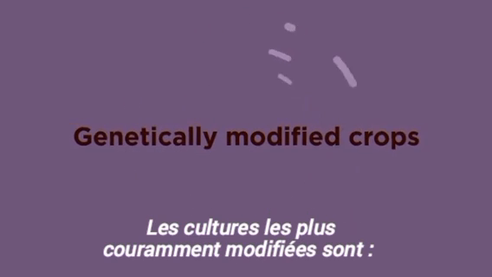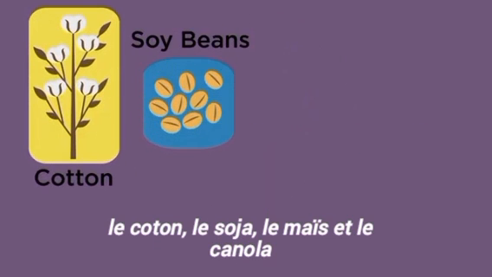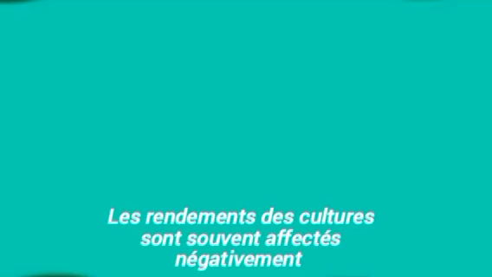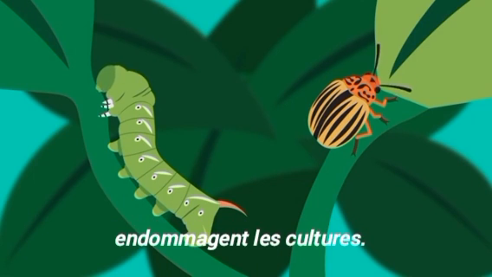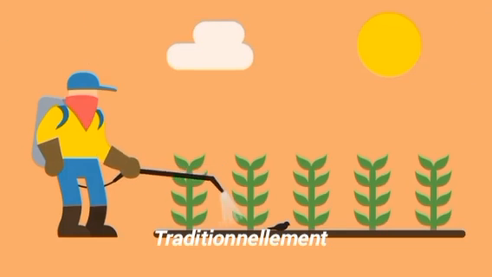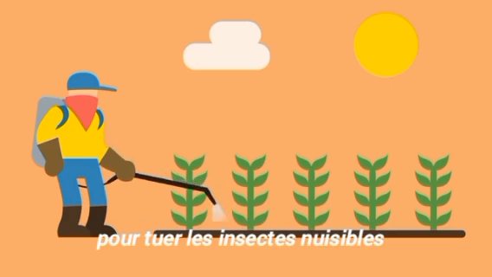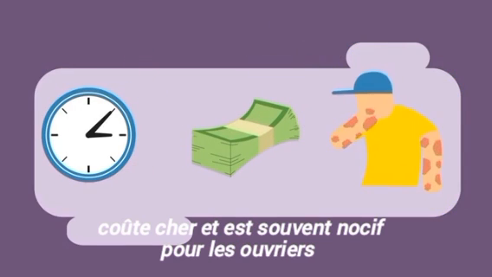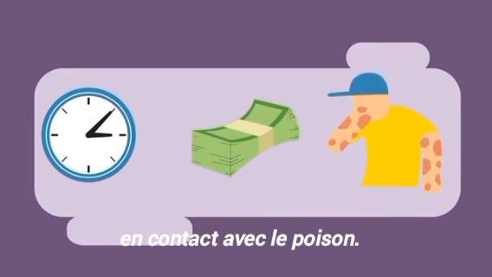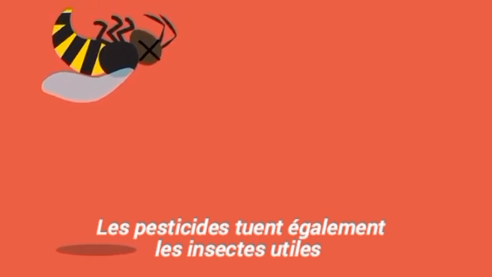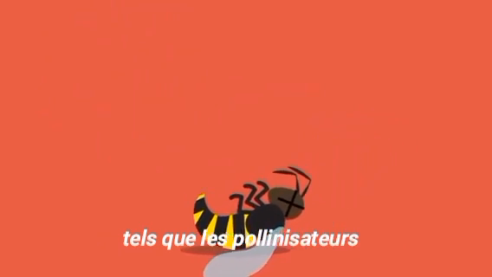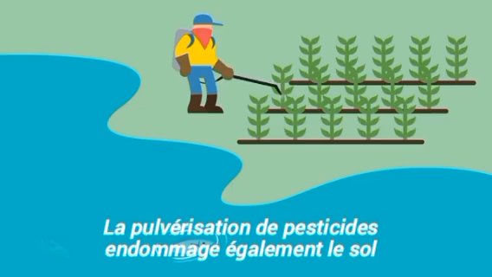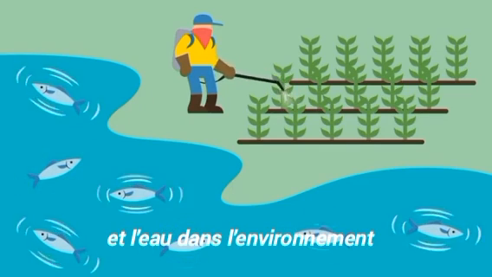Crops that are most commonly modified are cotton, soybean, maize, and canola. Crop yields are often negatively affected because pests like insects damage the crops. Traditionally, farmers have sprayed their crops with pesticides to kill the insect pests, but this is time-consuming, expensive, and often harmful to the farm workers in contact with the poisons. Also, pesticides kill useful insects such as pollinators. It can harm other animals that eat the insects that have been poisoned. Spraying the pesticides also damages soil and water in the environment.